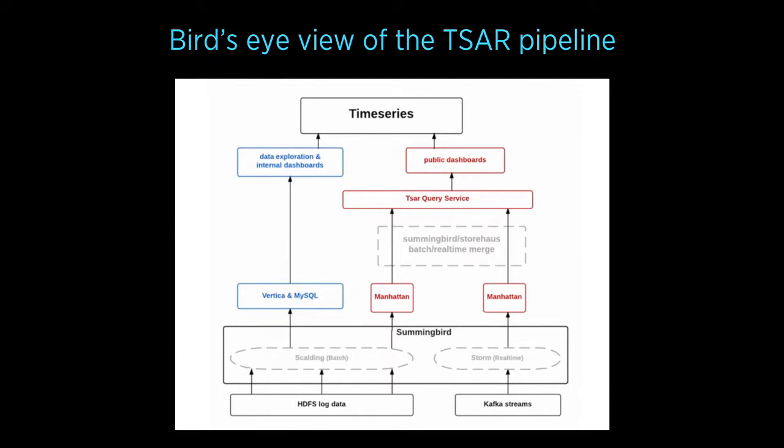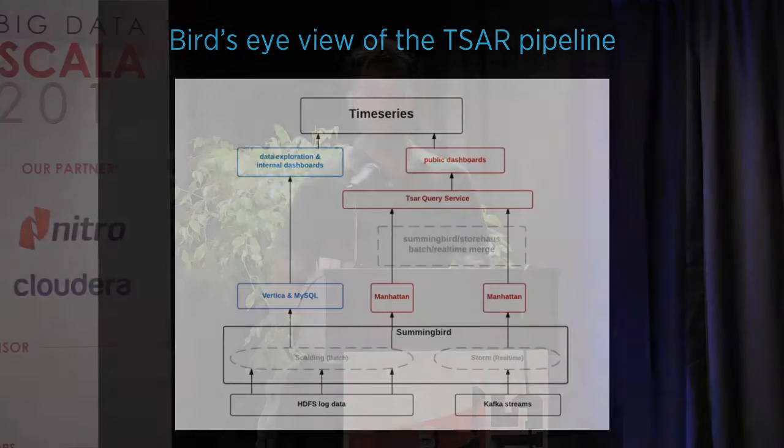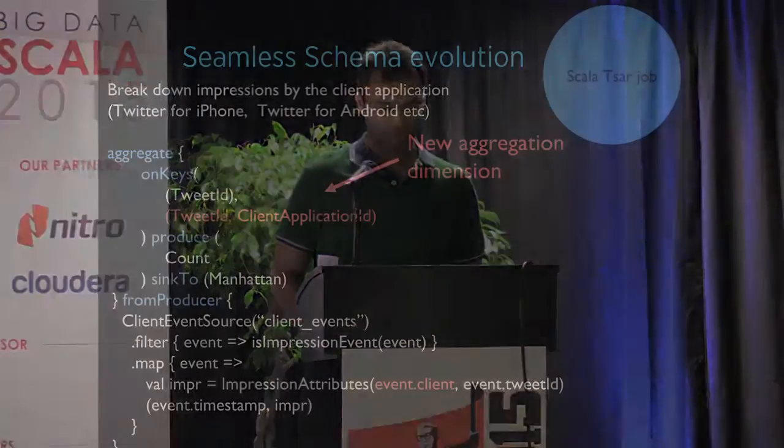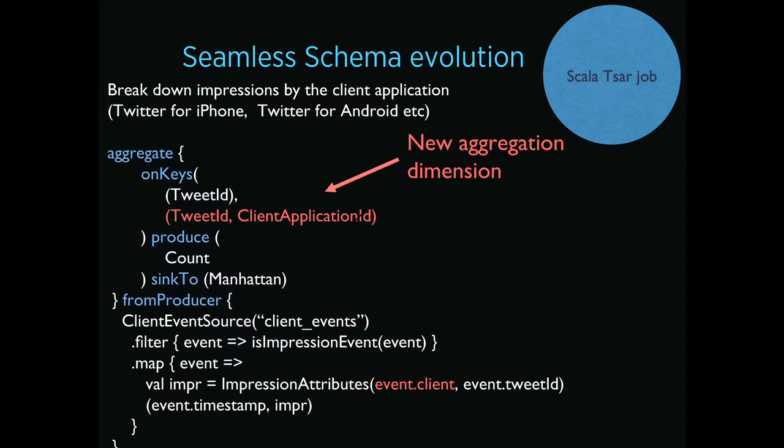So now say, what is the beauty of the Tsar framework is, okay, now I've built my analytics pipeline and I'm very happy and the developer's gone home. But now product managers, which are the bane of my existence, suddenly decide to come and say, hey, I want to do something different. So the product manager says, okay, I broke down impressions by tweet ID. Now let's break down impressions by tweet ID and also client application ID, because that's more useful information that I want to surface or gain an understanding into.